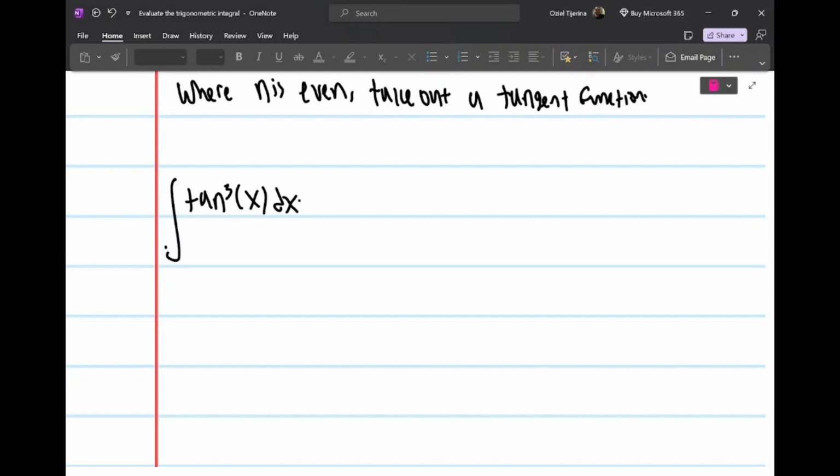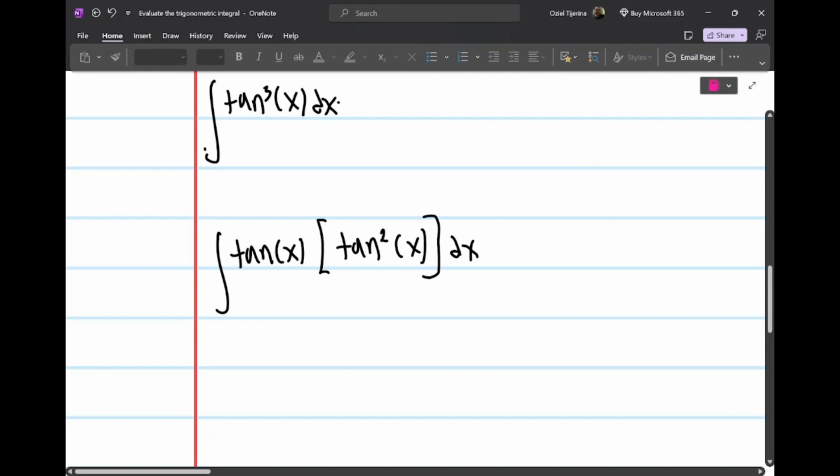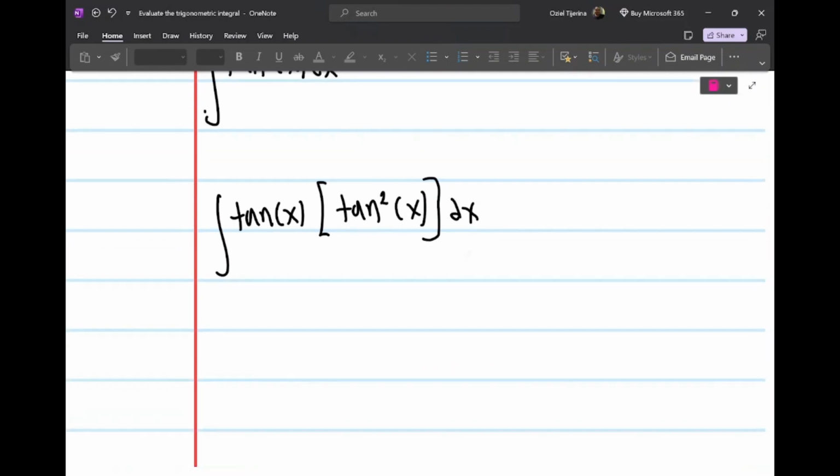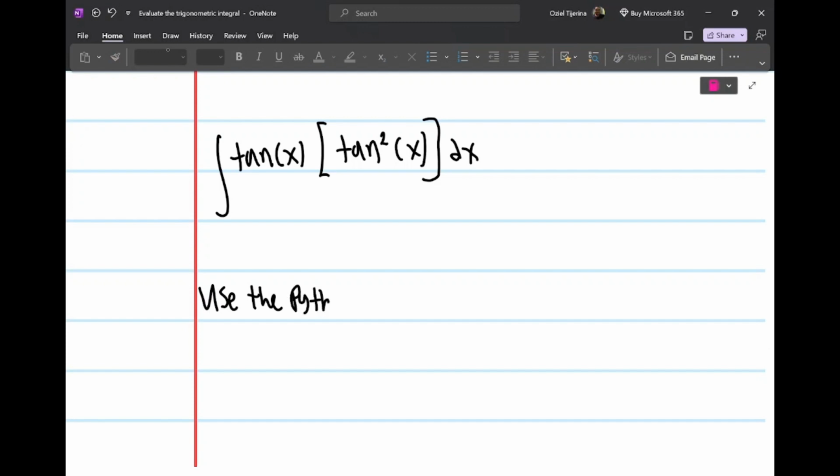So like I said, we're going to split it up as the integral of tan of x times tan squared of x dx. So really, we're just splitting it up in terms of trig identities here. Here we want to go ahead and use the Pythagorean identity. It's going to be that tan squared of x is equal to secant squared of x minus 1. So that is what we're going to use here.